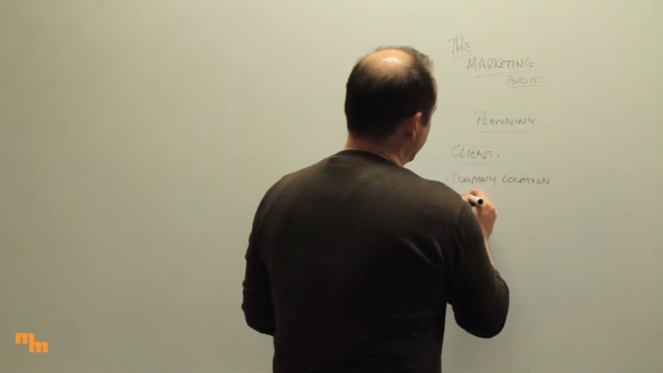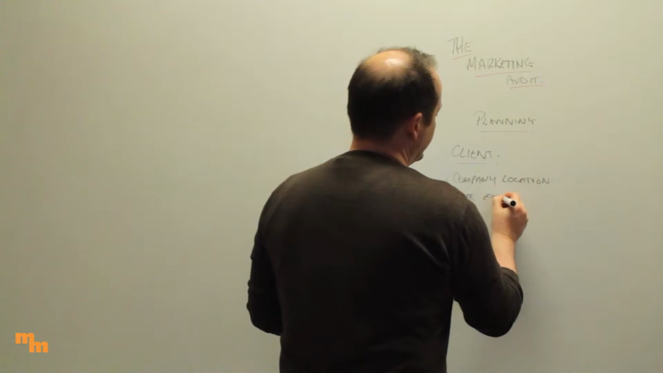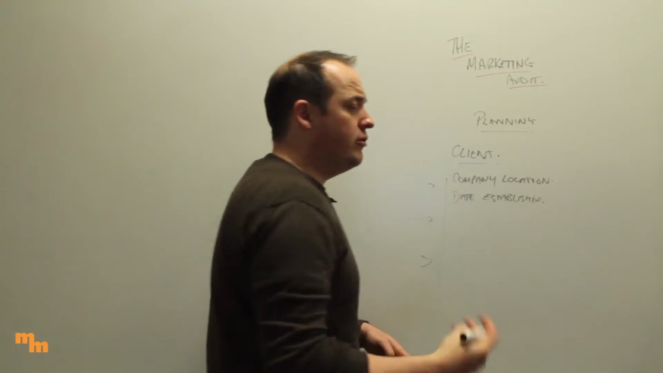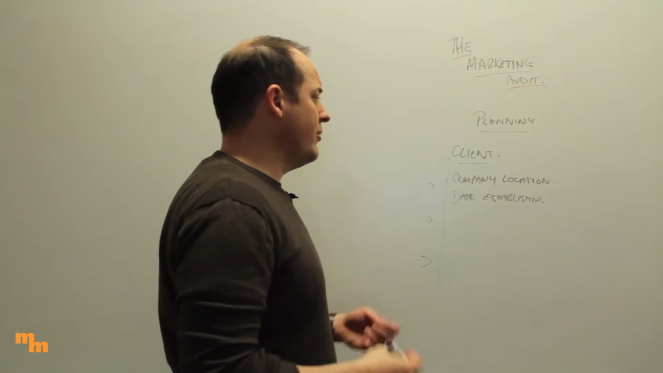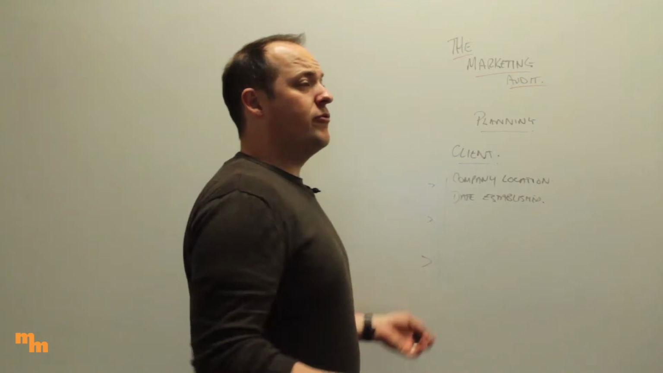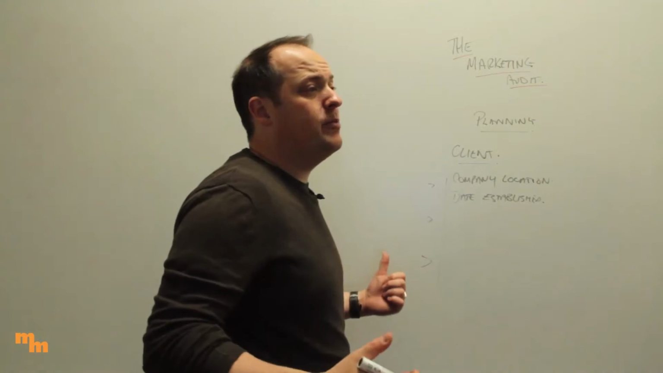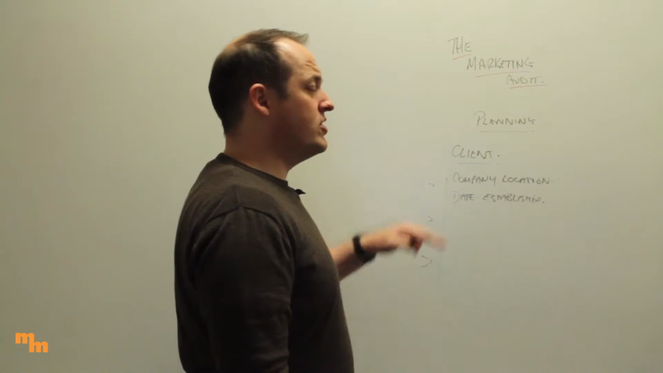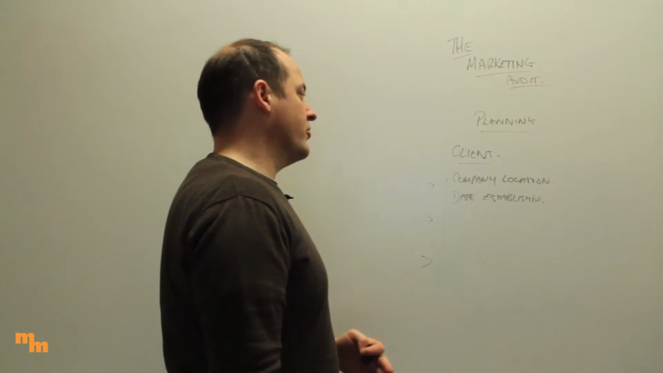Date established. In other words, how old is this company? If it's fairly new, they might have a marketing plan that is very recent, and they might not have rounded it out yet. If it's very old, they might have a plan that's out of date. So understanding when the company was established can really help in understanding what's going on there.